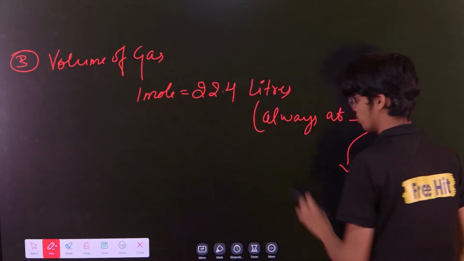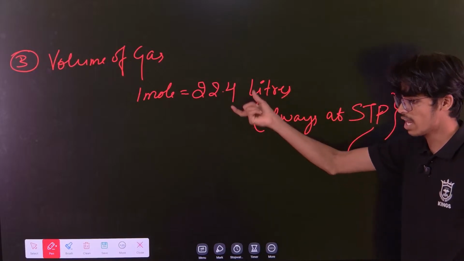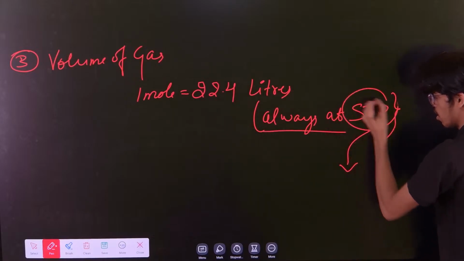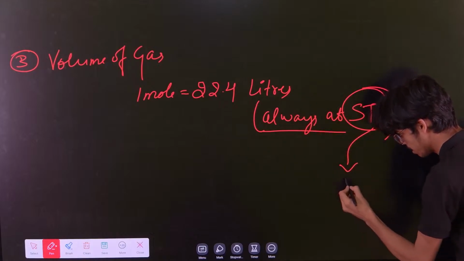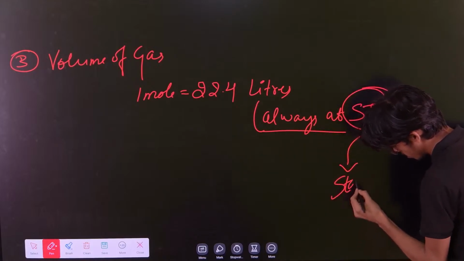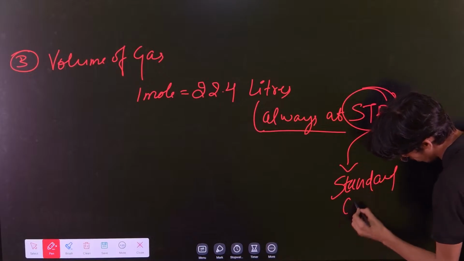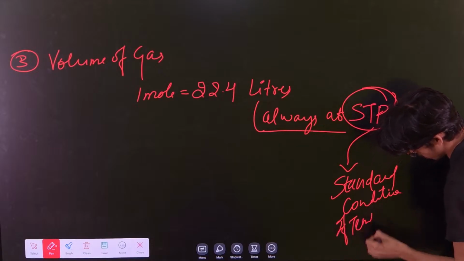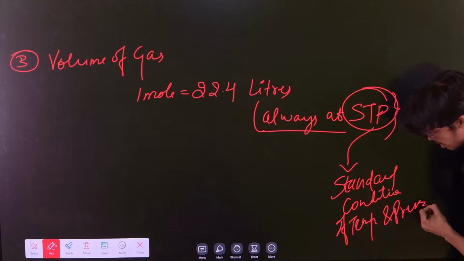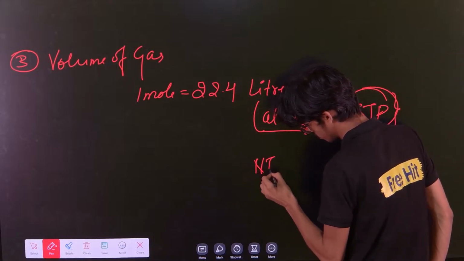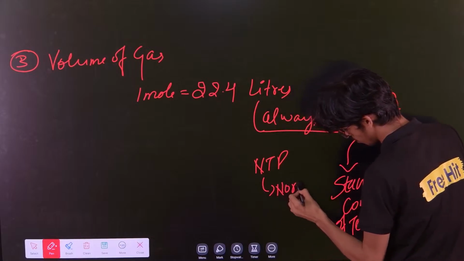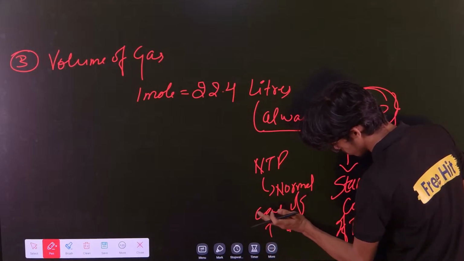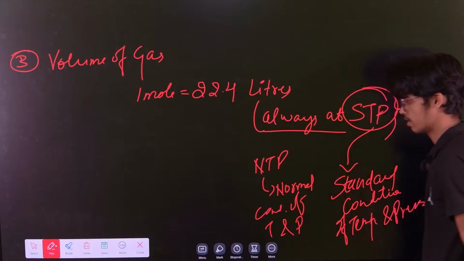Now, 1 mole is 22.4 liters. Always remember, this logic should only be used when the system or the gas you are talking about is at STP. STP is known as standard conditions of temperature and pressure. There is also something known as NTP, which is normal conditions of temperature and pressure. Got it? This is NTP and this is STP.